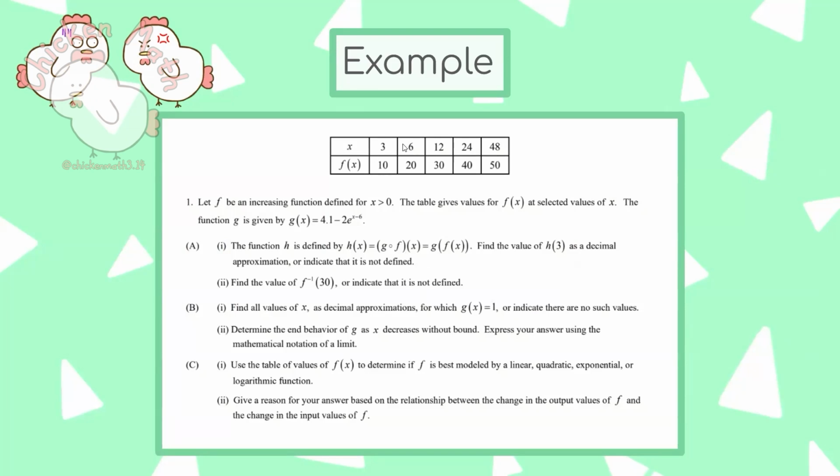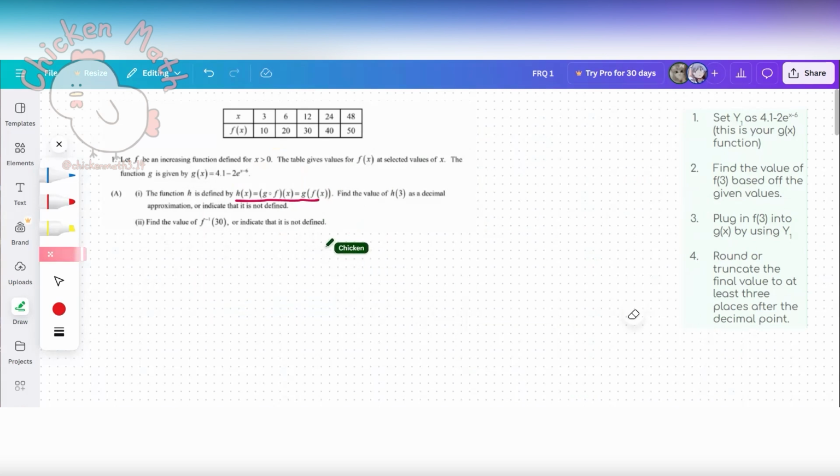So right here you can see that we are given a table of input and output values, and we're going to be evaluating this table that's given to us through these questions. So we're going to go over each part one by one. So the first part of this FRQ is A1, and it gives us a composition function saying that h of x is equal to g of f of x, and we're asked to find the value of h of 3.